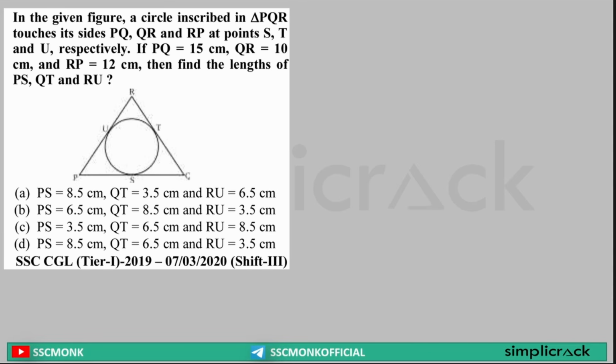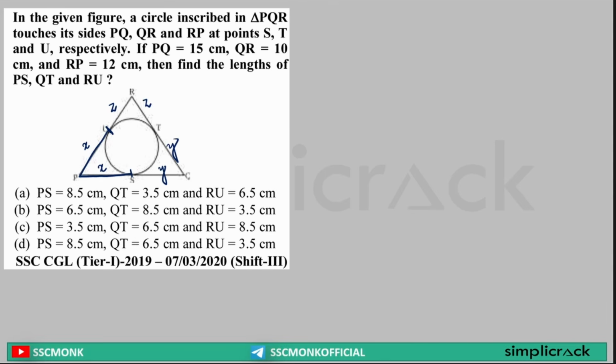Sir, let's forget about everything. This particular part, PU and PS, these are two tangents and the value of tangents are equal. So let's say this is X, this is X. Now for this Q point, these are two tangents. Let's say this is Y, this is Y. Now for this point, these are two tangents. So this is Z, this is Z.